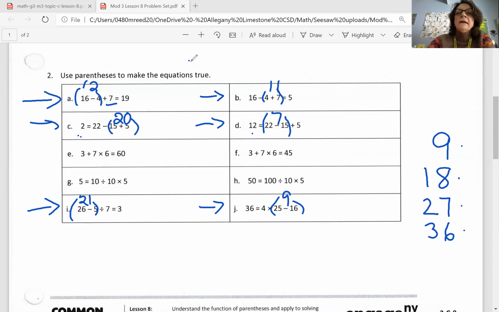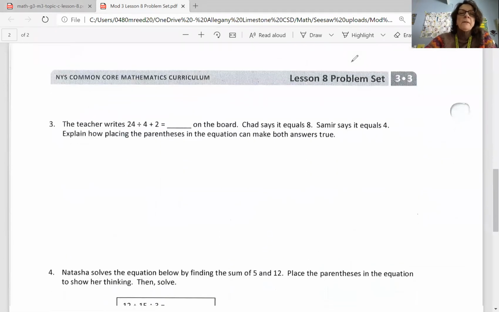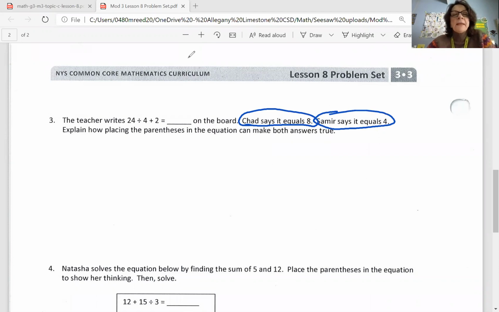All right, let's go on to the next page. So here's a word problem. It says, number 3, the teacher writes 24 divided by 4 plus 2 equals blank on the board. Chad says it equals 8. Samir says it equals 4. So I'm going to underline that. Chad says it equals 8, or circle it. Samir says it equals 4. Explain how placing the parentheses in the equation can make both answers true.